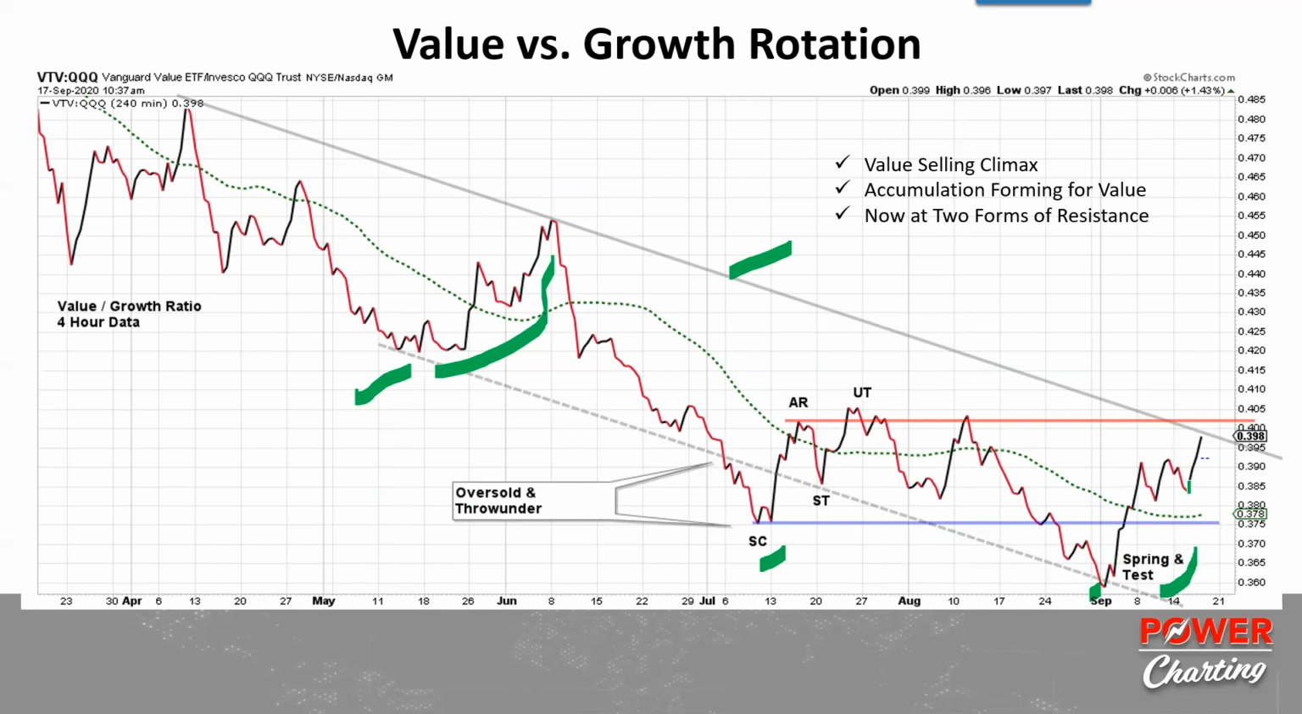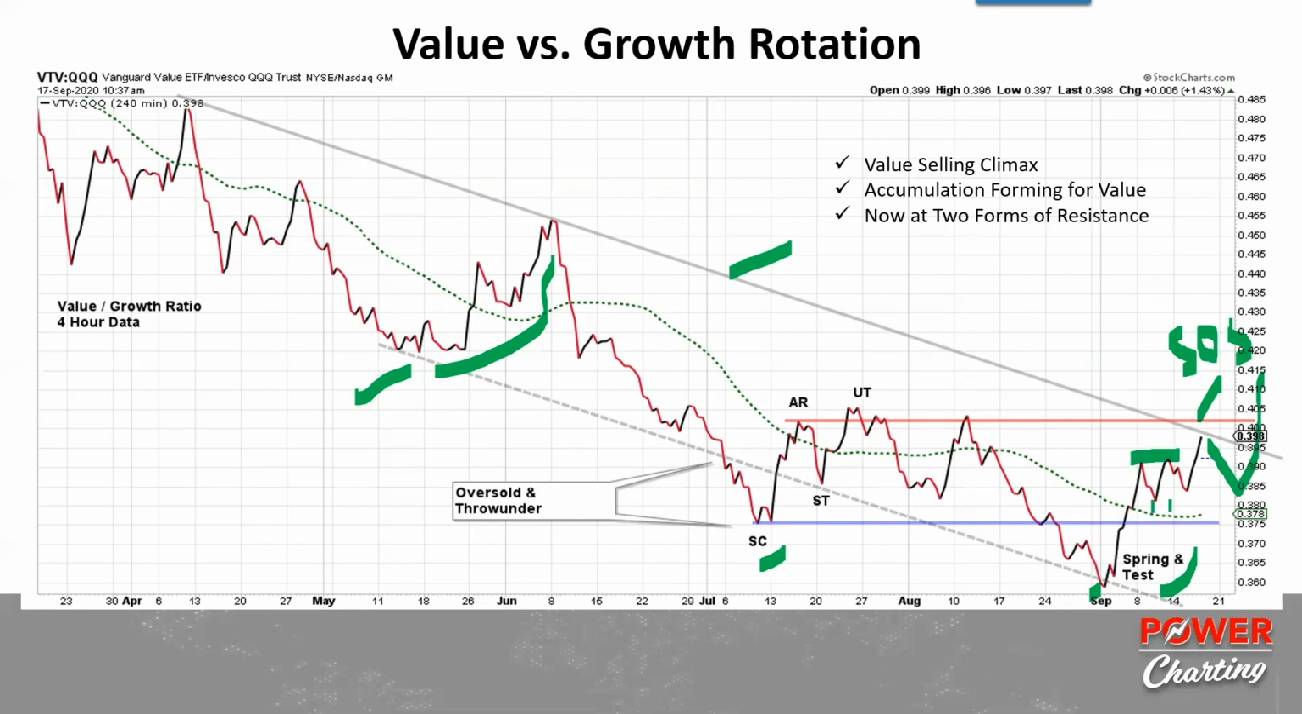but we can see that it's attempting to get up to the resistance area, two forms of resistance really, which is the downtrend line and also the resistance line. So if this is accumulation forming, we would expect this to result in a sign of strength. Maybe it's got to pull back again and then have a sign of strength. It's too early to tell, but we can see the evidence of the potential for accumulation.